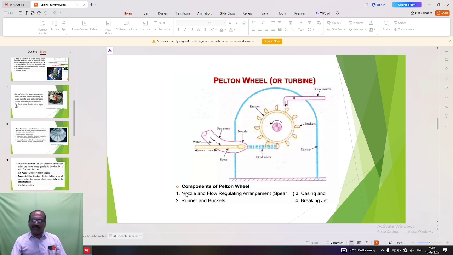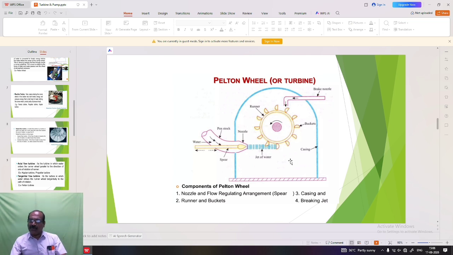The main one is the penstock pipe. At the end of the penstock pipe, there will be a nozzle and flow regulating arrangement. The second is the runner and buckets. The runner is a disc mounted on a shaft, and the buckets are welded on the circumference of the runner. The third is the casing. The casing prevents the water from flowing out of the buckets after colliding.